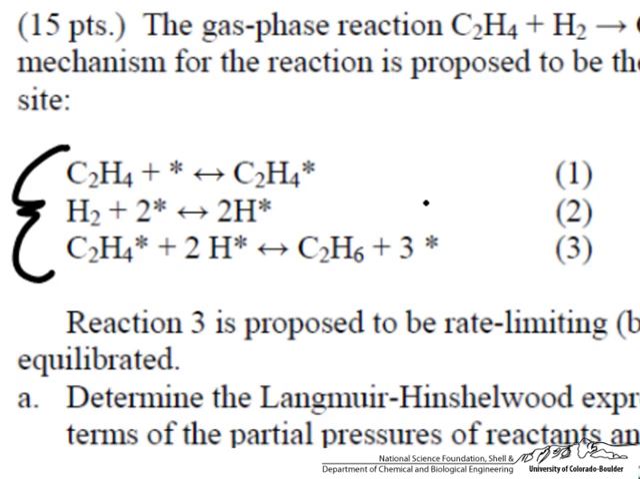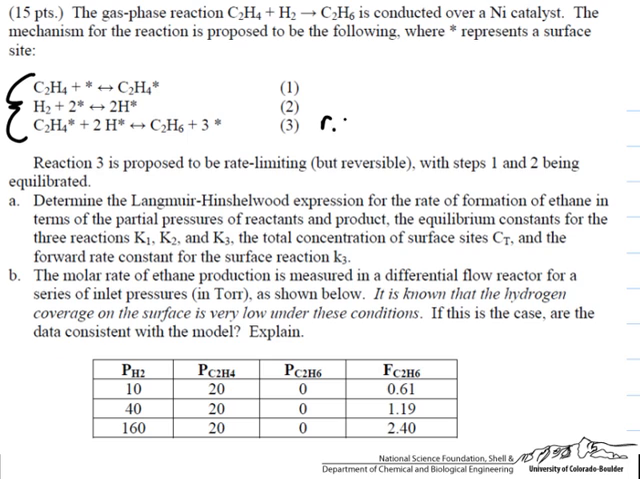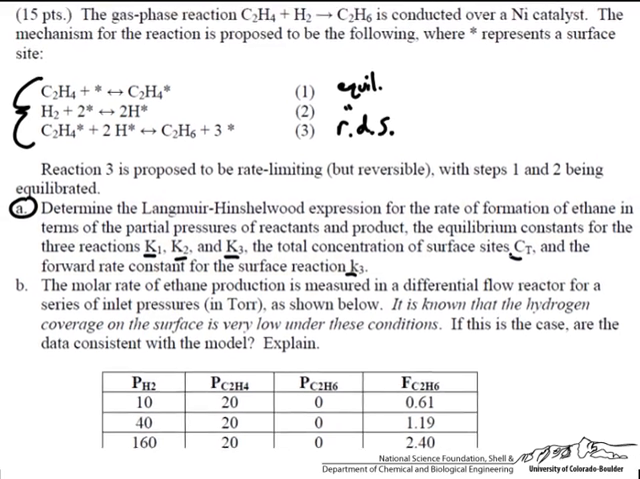All right, and we're given in the problem statement in this case that the rate determining step is step 3, and so the other steps will be assumed to be equilibrated. And we'll describe those in terms of adsorption equilibrium constants. All right, so let's look at how to set this up in a mathematical Langmuir-Hinshelwood format, which is what part A asks us to do, and it asks us to do that in terms of equilibrium constants for the reactions and the forward reaction rate constant, as well as the total concentration of surface sites, CT, available for reaction.